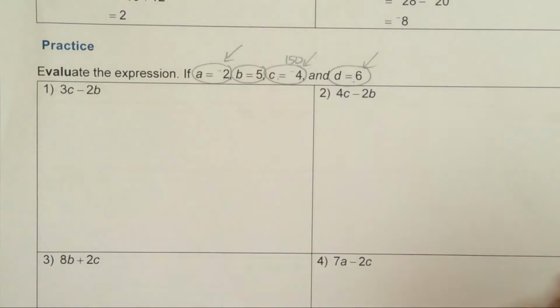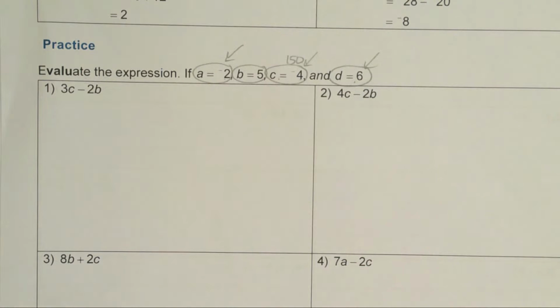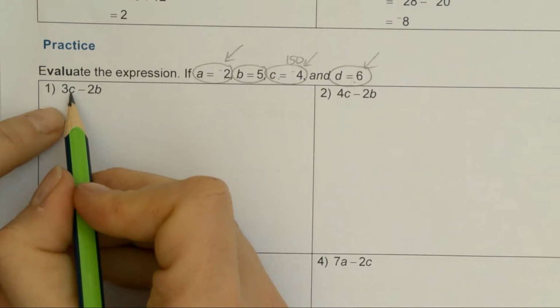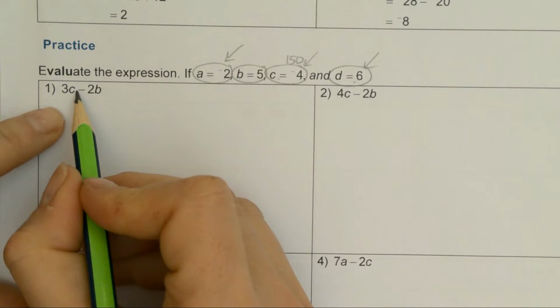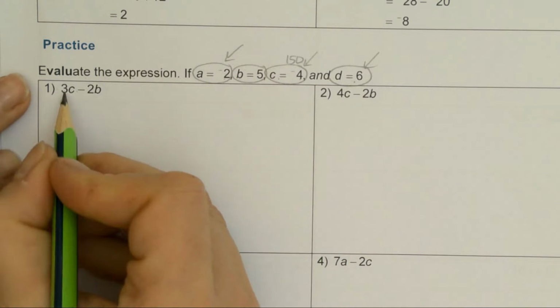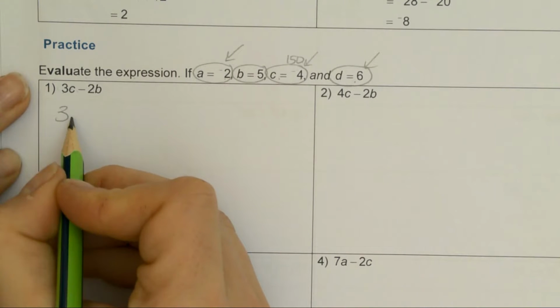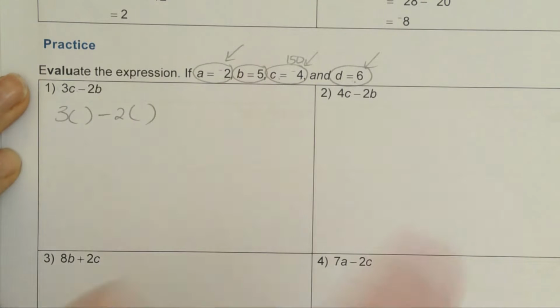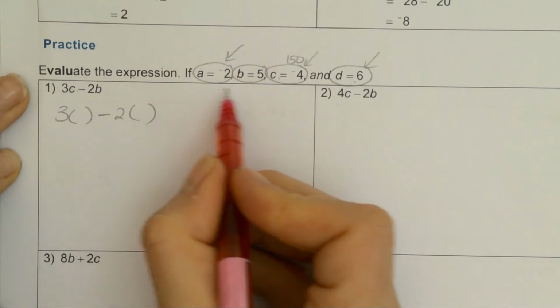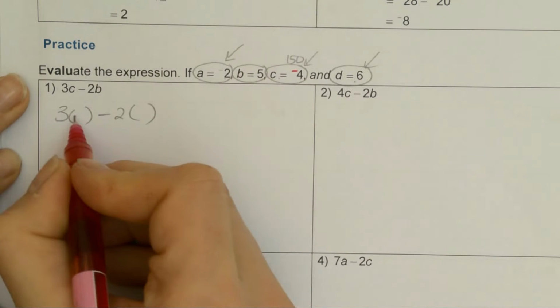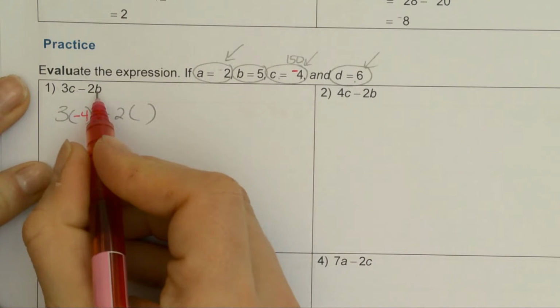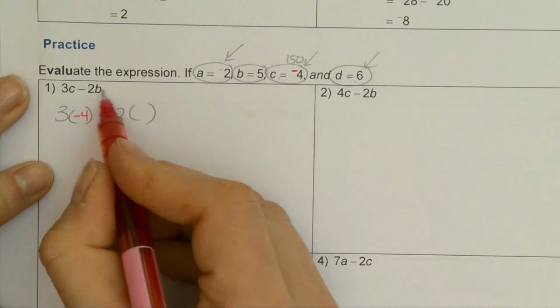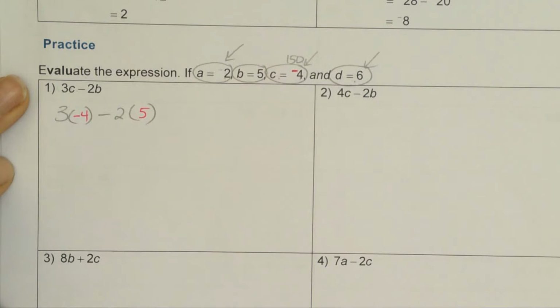So what we have to do is wherever we see a letter, a variable, we put brackets and then we put the value into the expression. So I write my 3, here's my variable, put brackets, the B, put brackets. What value is the C? C is -4, so I'm going to put a -4 here. What's B? B is 5. So I replace the B with the 5. And now I have to find the value of this.